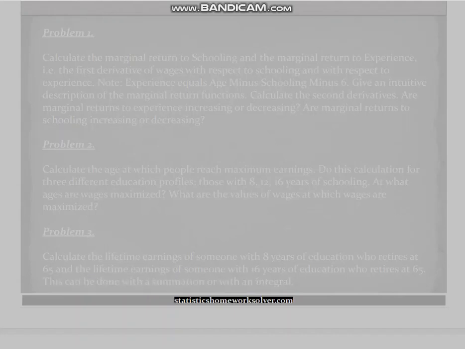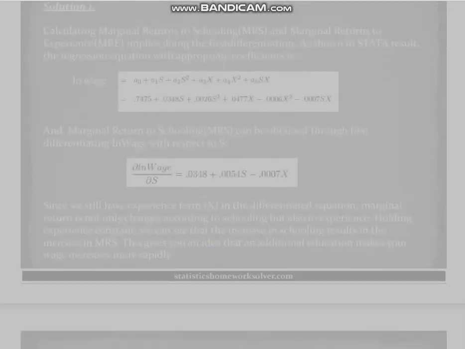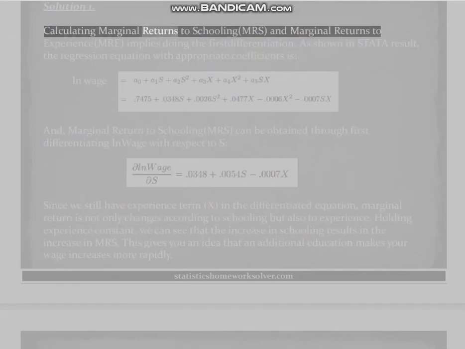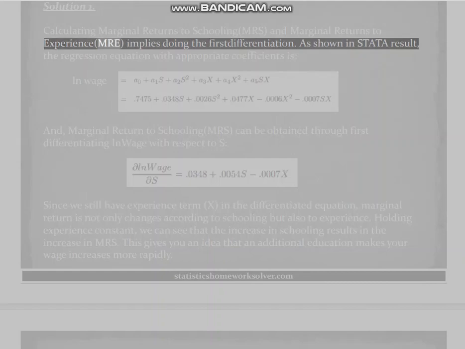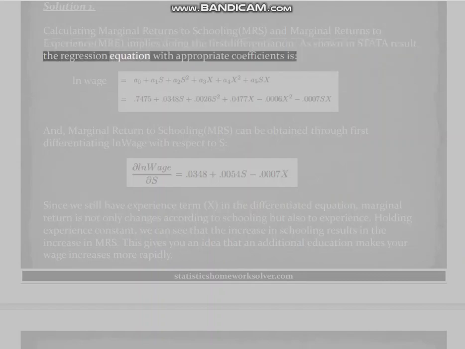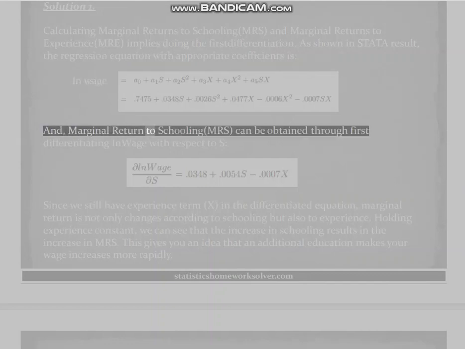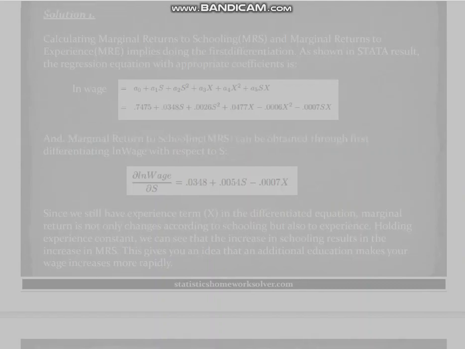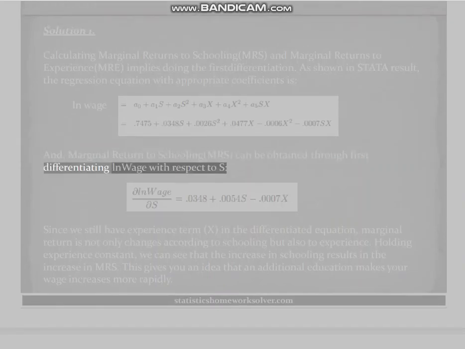Solution 1. Calculating marginal returns to schooling, MRS, and marginal returns to experience, MRE, implies doing the first differentiation. As shown in the STATA result, the regression equation with appropriate coefficients is ln wage. And the marginal return to schooling, MRS, can be obtained through first differentiating ln wage with respect to S.